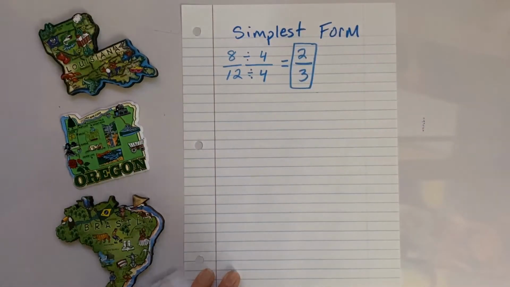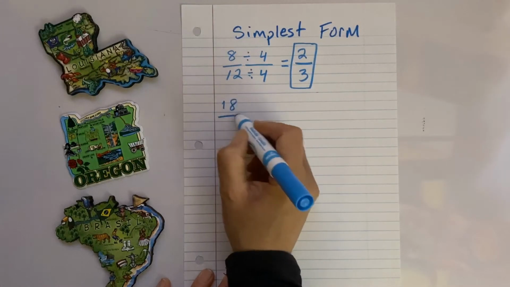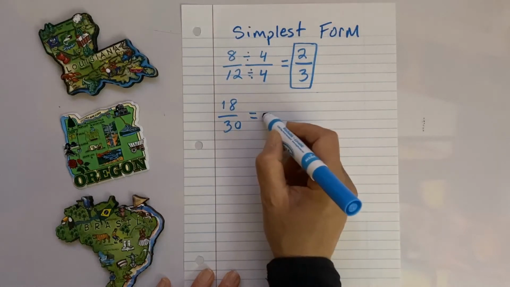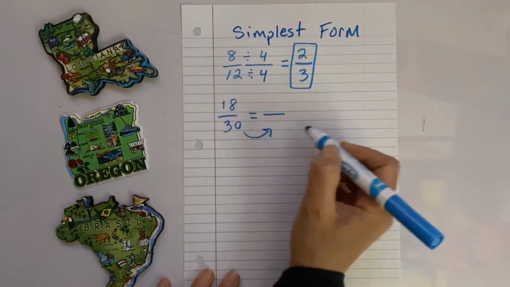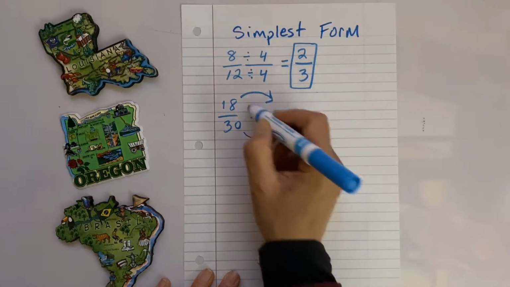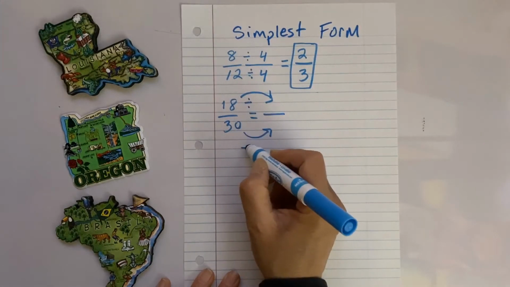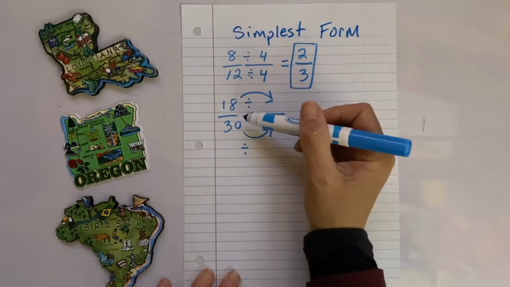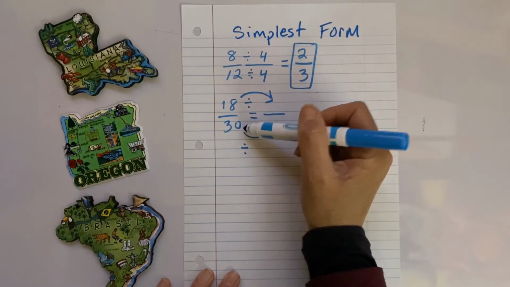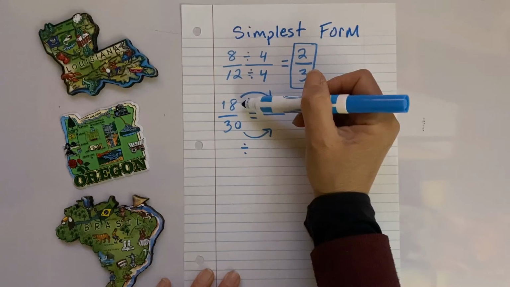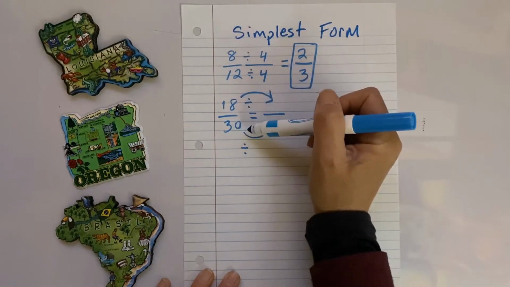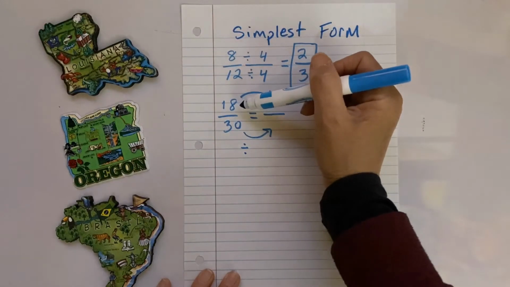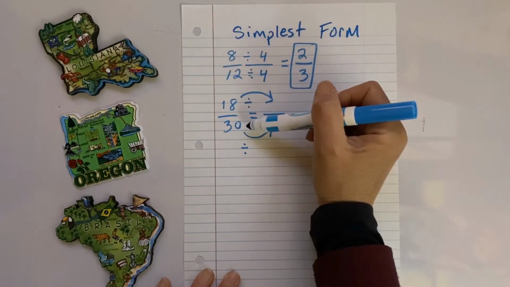If I had something like 18 over 30, again, I want to think, what can I divide the numerator by that I could also divide the denominator by? Okay. So I'll start with 18. Can I divide 30 by 18? No. What's the next factor of 18? 9. Can I divide 30 by 9? No. What is the next factor of 18? 6. Can I divide 30 by 6?